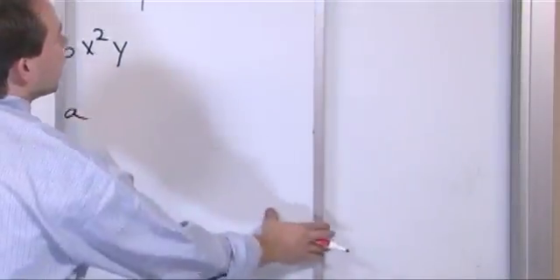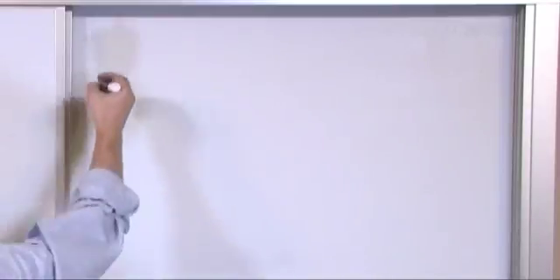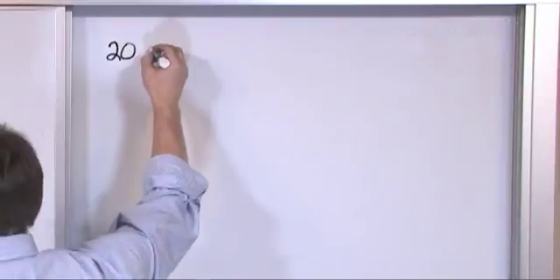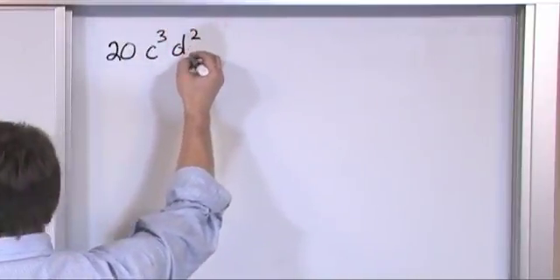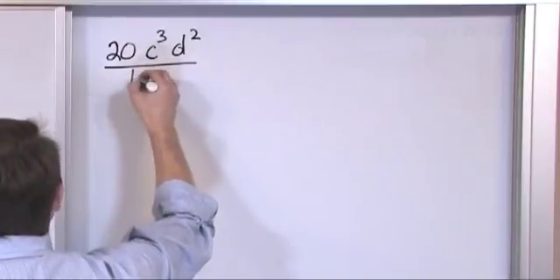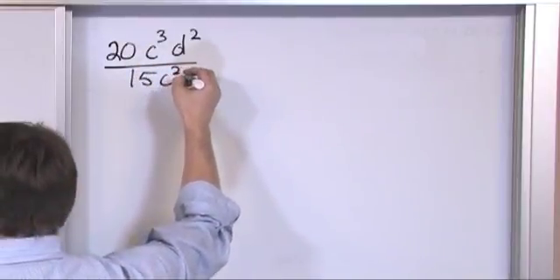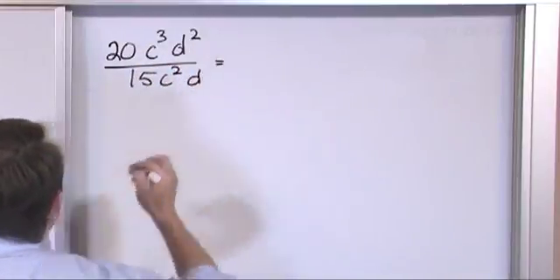Okay, let's just do a couple more, just to get everybody warm and fuzzy with this. What if we have 20C cubed D squared over 15C squared D? How would we simplify that?